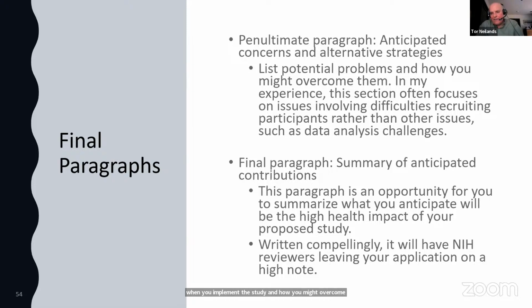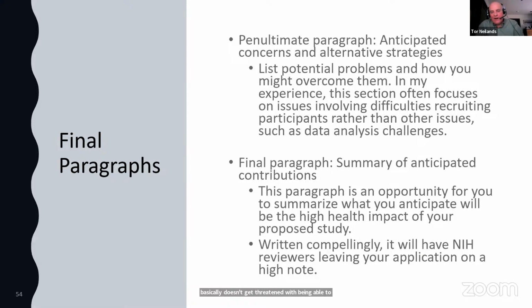In my experience, at least with the grants that I've seen and been a part of, the section often focuses on issues involving difficulties recruiting participants more so than other issues, such as data analysis challenges. Although if you're doing a secondary analysis focused project, then maybe you would talk about some of the challenges inherent in extracting data, managing it, going through it, cleaning it, etc. Basically what reviewers are looking for here is to see if you've anticipated potential stumbling blocks that might be a threat to your ability to complete the specific aims that you've proposed. And what are your thoughts about potential alternative strategies that you can invoke so that your study doesn't get threatened with being able to be completed?